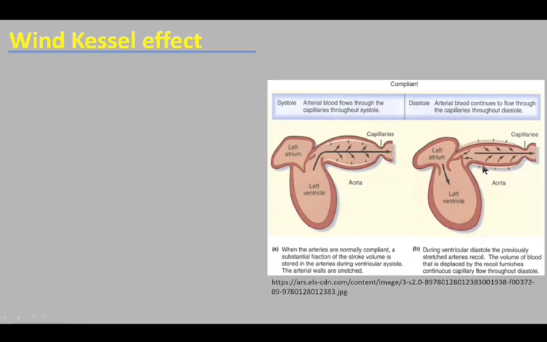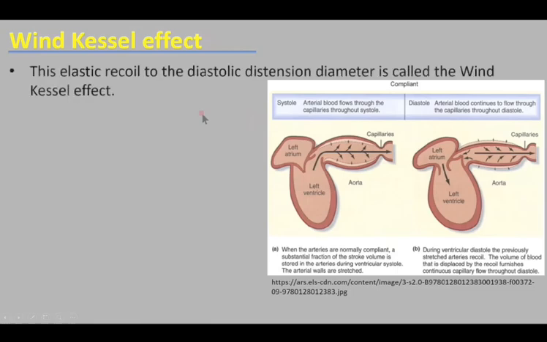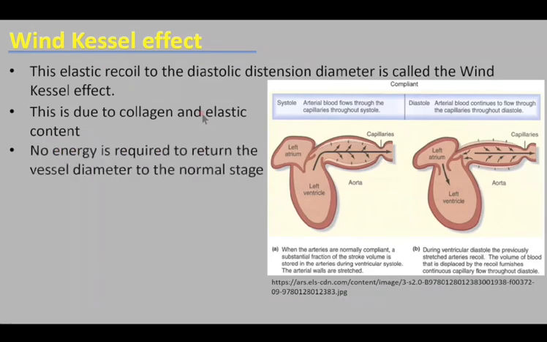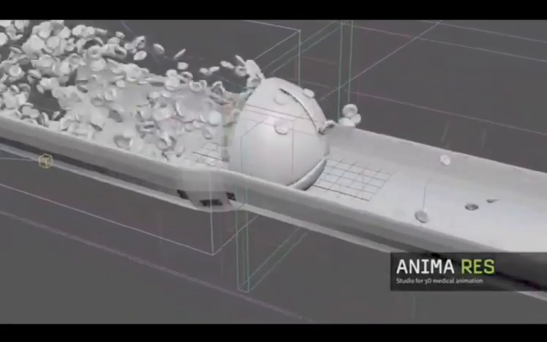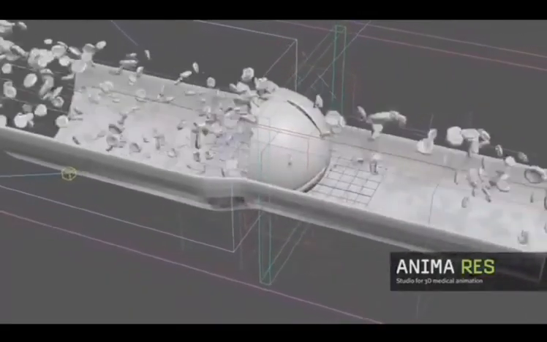The first theory of the flow in the aorta, as we are seeing here, was developed by Frank in 1899. It was assumed that the aorta acts as an elastic reservoir. Its instantaneous volume and pressure are related by an equilibrium equation, and the rate of outflow is determined by the peripheral resistance. This elastic recoil to the diastolic distension diameter is called the Windkessel effect. This is often due to the collagen and elastin content. No energy is required to return the elastic flow, the regurgitation.